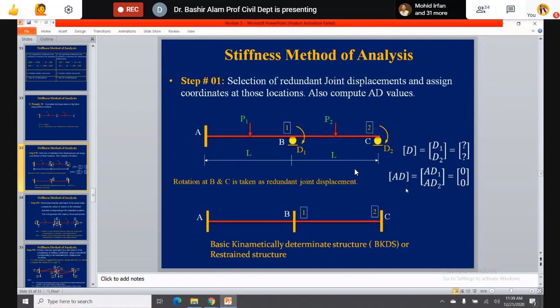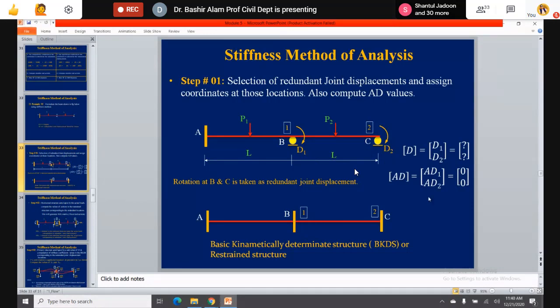So D1 and D2 are becoming our unknowns. Now AD1, AD2, do we see any externally applied action here? If there is a rotation, let's say there is a moment and the moment is counterclockwise, let's say 5 kip feet, so our AD1 will become minus 5 kip feet. Why minus? Because D1 we assumed clockwise and that is in the counterclockwise. Corresponding to D2, let's say we have clockwise 10 kip feet, so this AD2 will become equal to 10 kip feet. Why positive? Because it is in the same direction of D2.